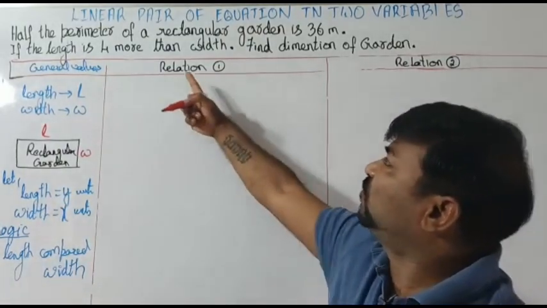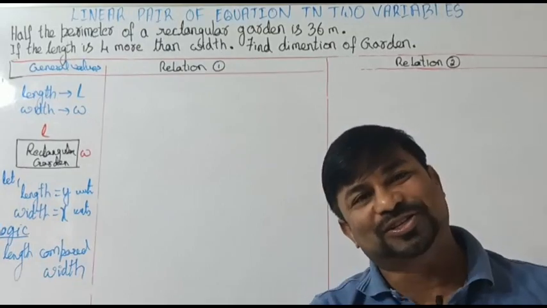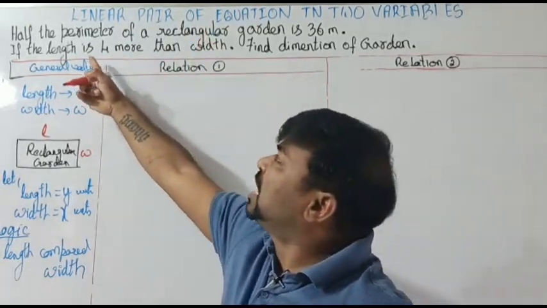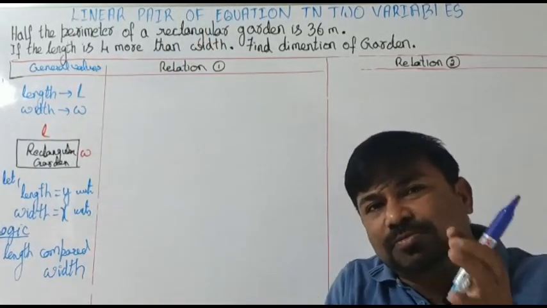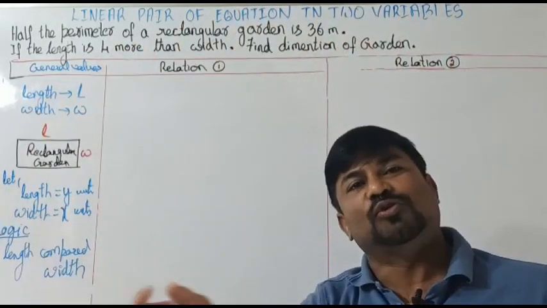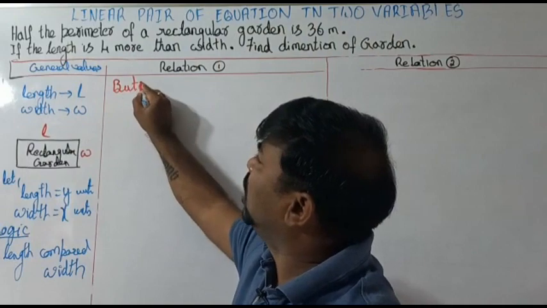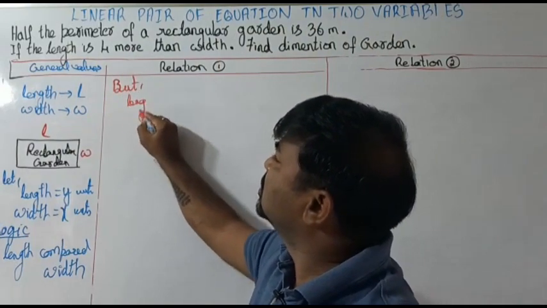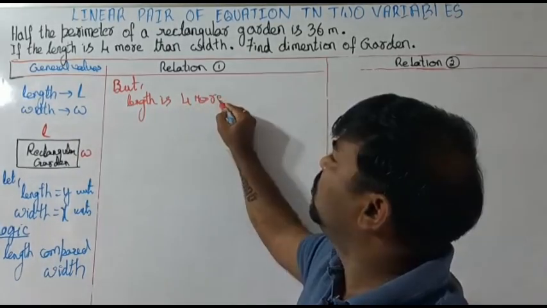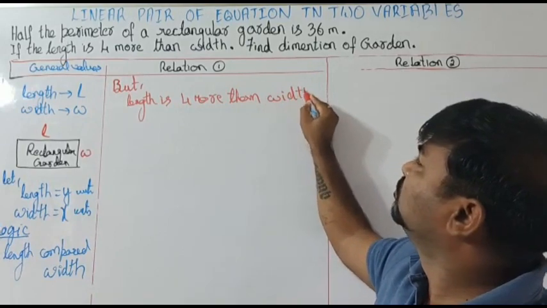Now let's go for the first relation he has given, but please remember we are in search of two equations. What is the first relation? Of course we have two, but I like to take the basic relation, the relation between the dimensions itself. After the dimensions, then we go to the perimeter. So first deal with this one. What he says: length is 4 more than width. This is the relation he has given.